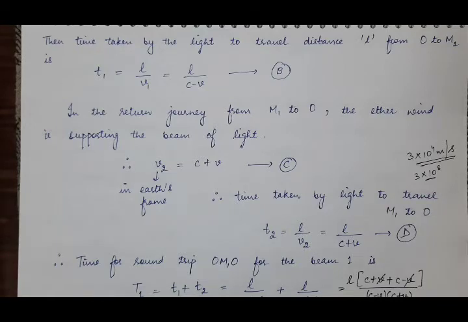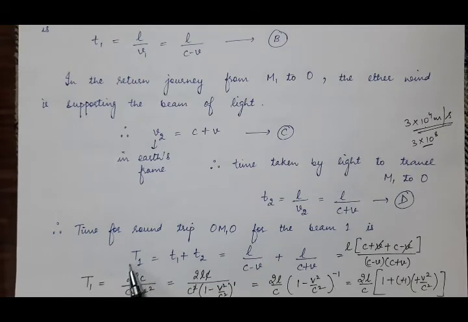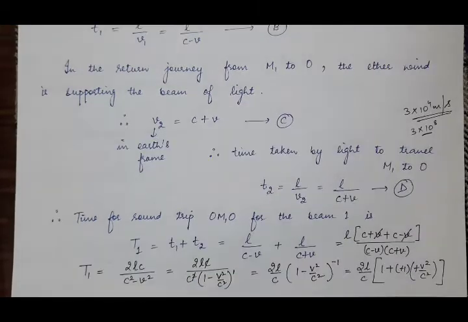So what will be the total time taken by light beam 1 for the round trip? What is the round trip? From glass plate G1, that is from point O to M1, and then from M1 to O. It will be the sum of T1 and T2, and suppose that the total time is capital T1. So time taken by light beam 1 from glass plate G1 to mirror M1 is L upon C minus V, and this is L upon C plus V.